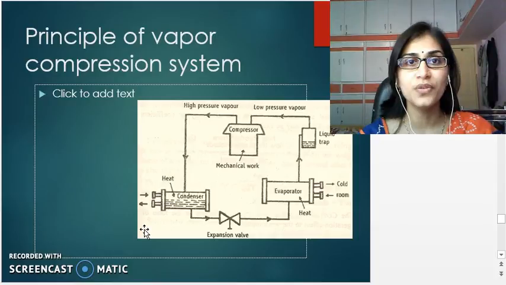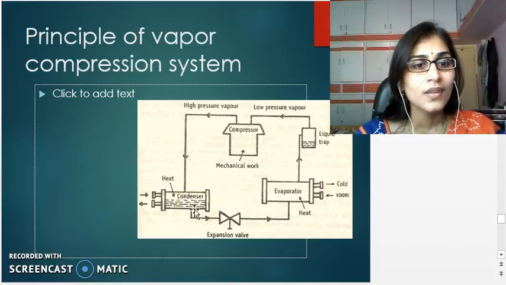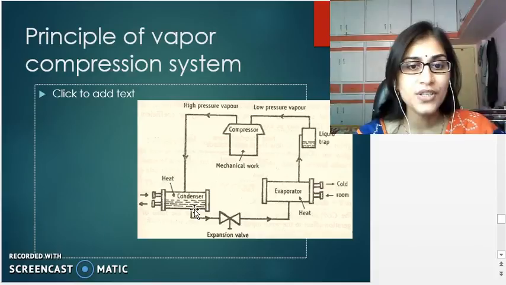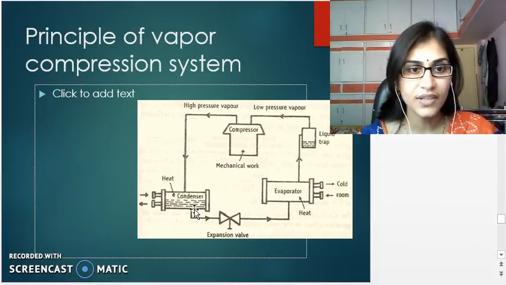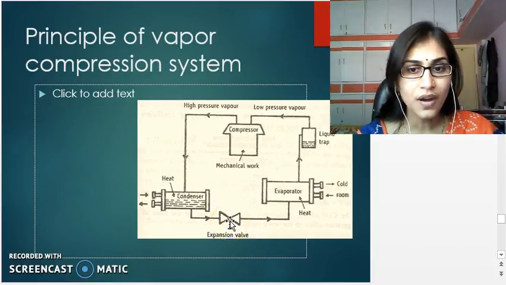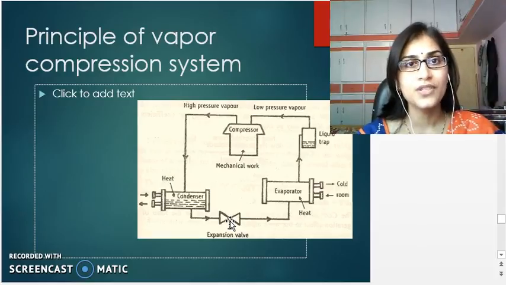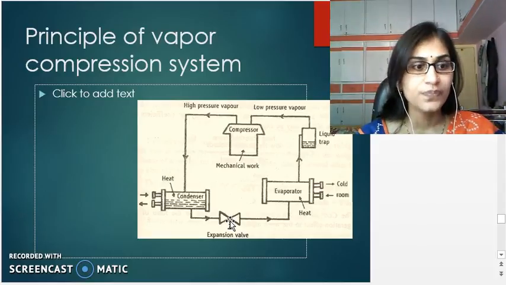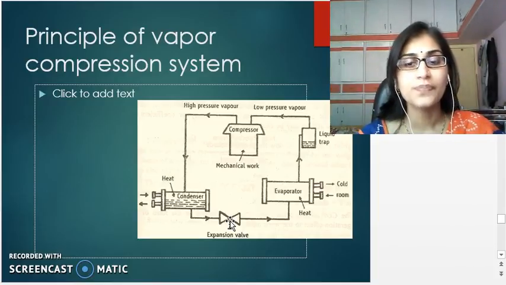Here it is a condenser. The liquid refrigerant is placed here. Let us assume that the refrigerant is under pressure and the vapor and liquid phases are in equilibrium. Then here it is the expansion valve which controls the rate of flow of refrigerant into the evaporator, converting the refrigerant from high pressure to low pressure.